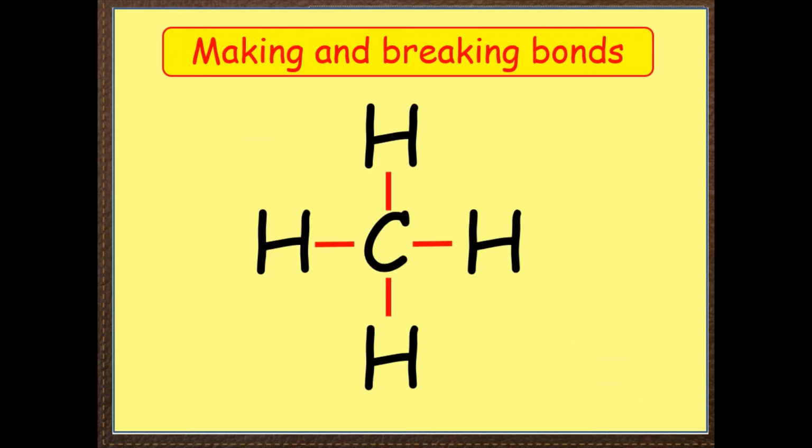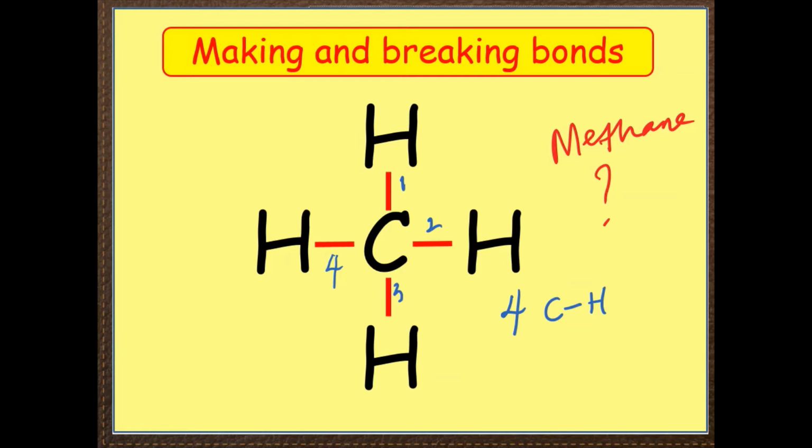Look at this compound. This compound is called methane. How many bonds can you see here? We have a bond here, 1, 2, 3, and 4. So we have 4 bonds here. Basically, we have 4 carbon to hydrogen bonds.